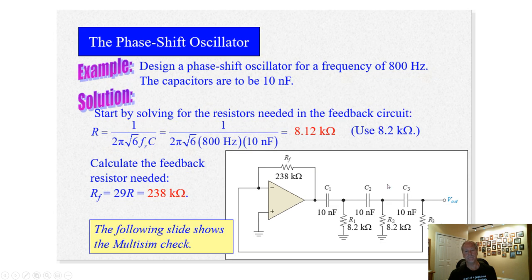So here's a little design example. All right. 238K is what RF ends up being. All right.